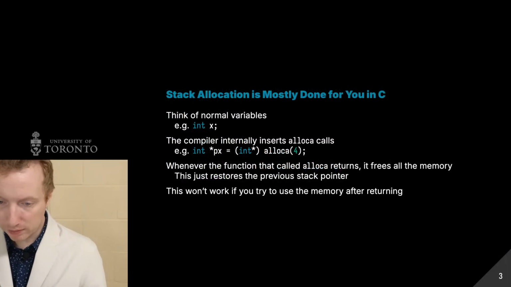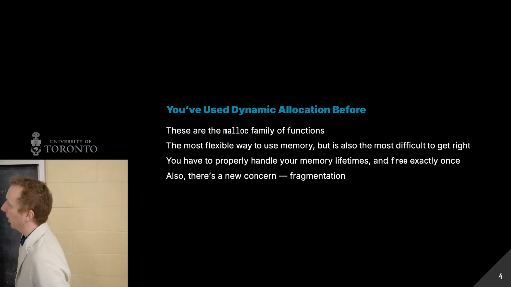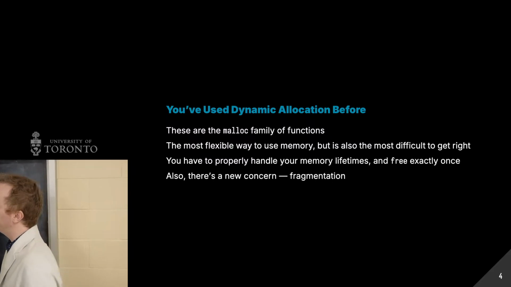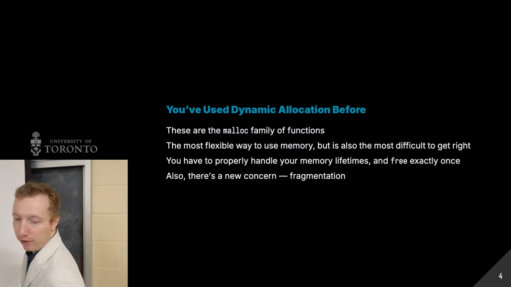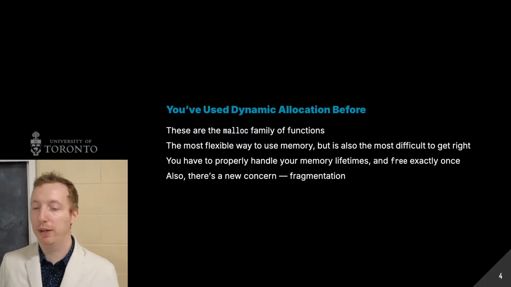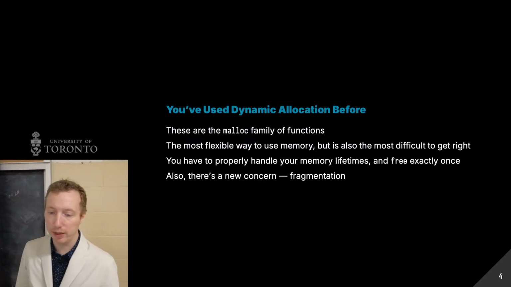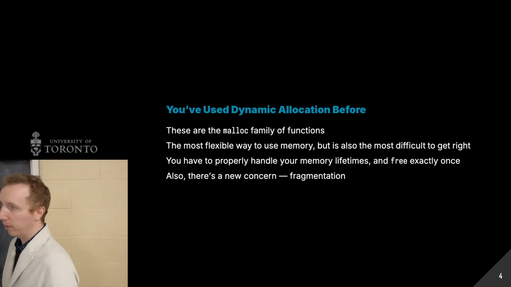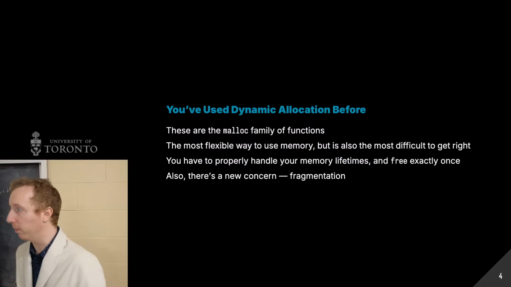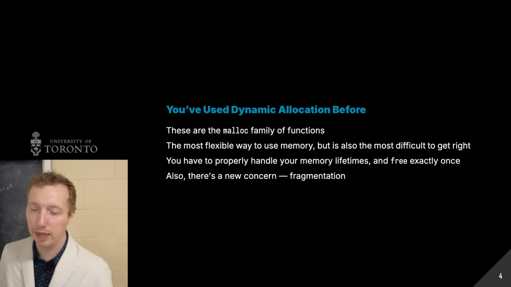Perfect. All right, so hopefully we've all used it to varying degrees of success. Dynamic allocation: these are the malloc family of calls in the standard C library. This is the most flexible way to use memory. You never had to worry about pages. You never had to do anything like that.